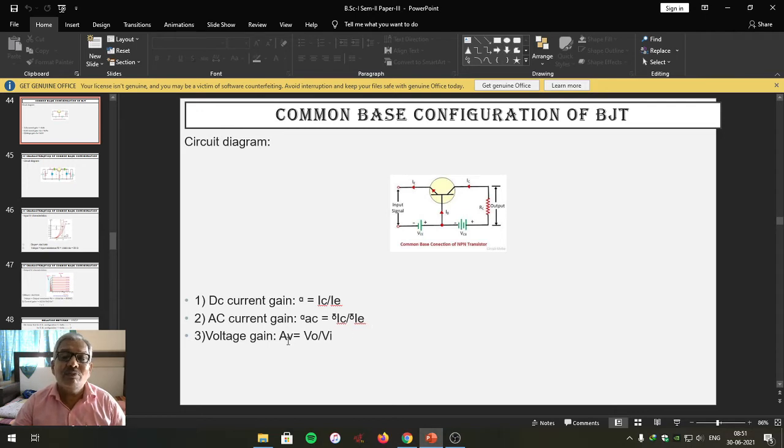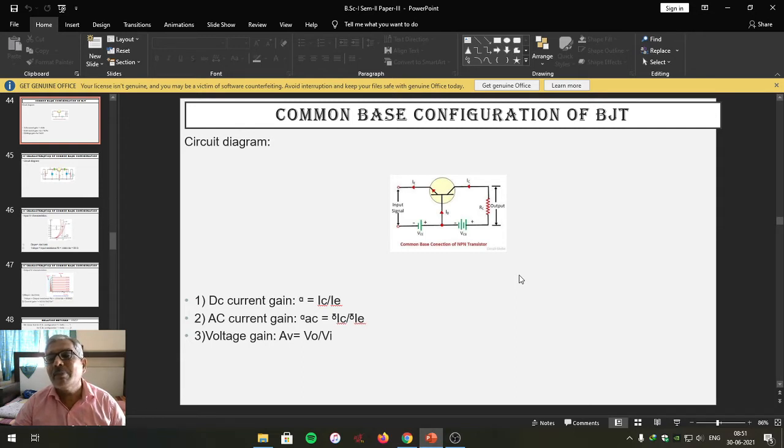Third term we are going to define here, and that is voltage gain. As usual, it is a ratio of output voltage upon input voltage, VO upon VI. VI is the input voltage applied for the amplification. VO is the output voltage which is developed across the load resistance. This is how BJT is used in common base configuration.